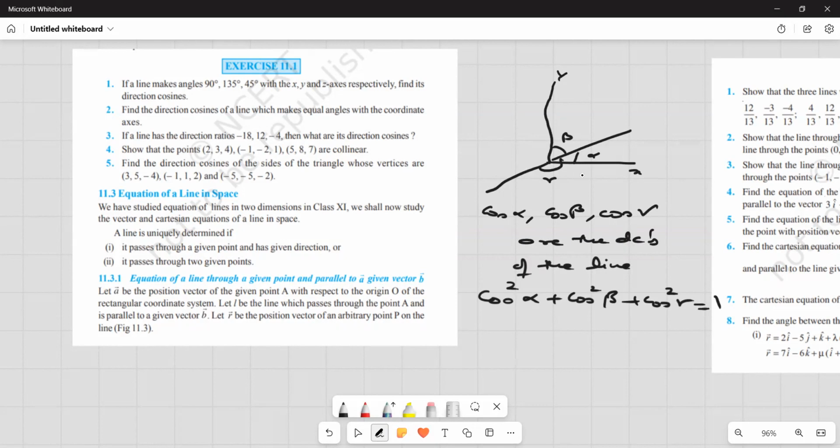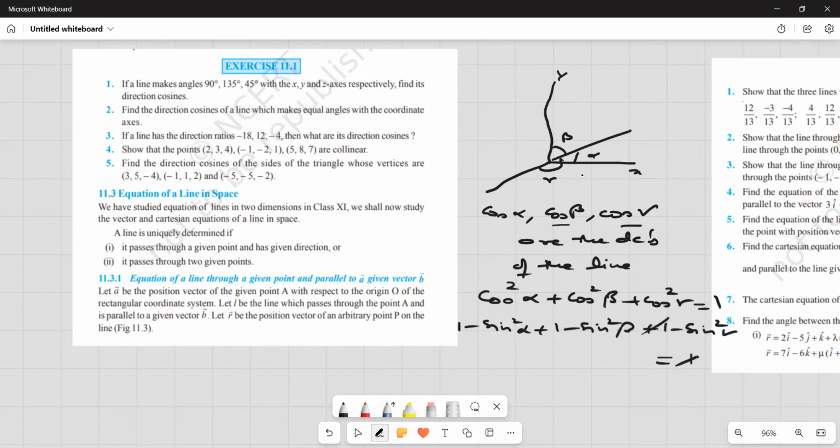What are the direction cosines? A line in space making an angle alpha with the x-axis, beta with the y-axis, gamma with the z-axis, then cos alpha, cos beta, cos gamma are the DCs, the direction cosines of the line, and cos square alpha plus cos square beta plus cos square gamma should be equal to 1. And from here, one result can be 1 minus sine square alpha plus 1 minus sine square beta plus 1 minus sine square gamma, that is also equal to 1.